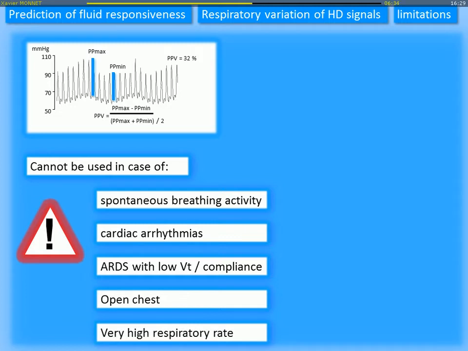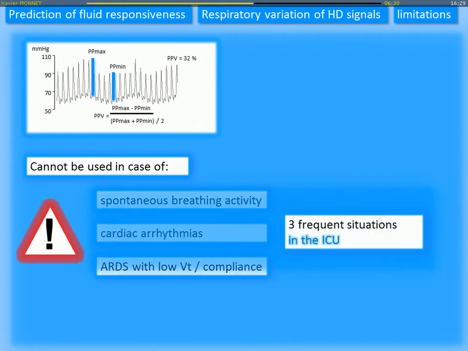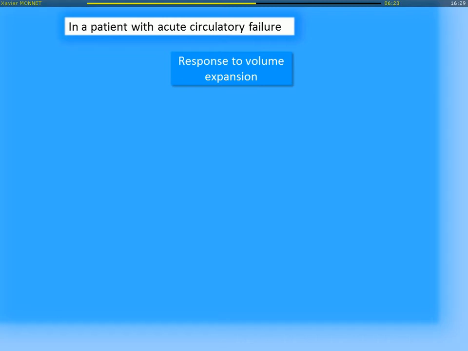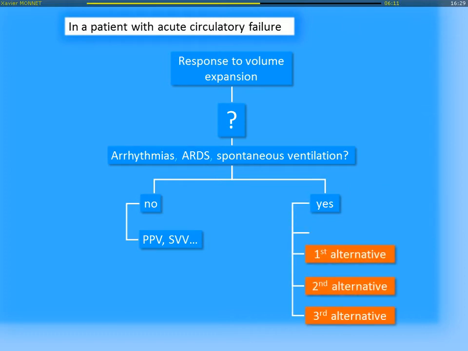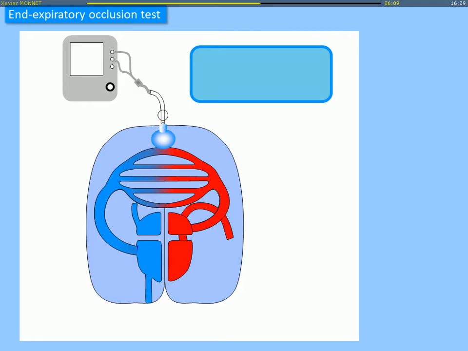The problem is that, you agree with me, especially the first 3 instances are frequent, especially in ICU patients. And I think that in my practice, it's almost 80% of patients in whom we could not use PPV to predict fluid responsiveness. Then how to do? I will speak about 3 different alternatives.